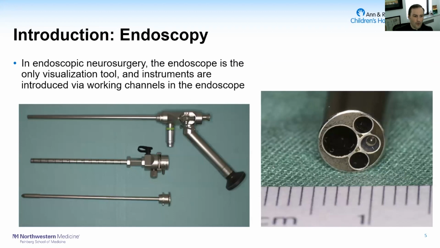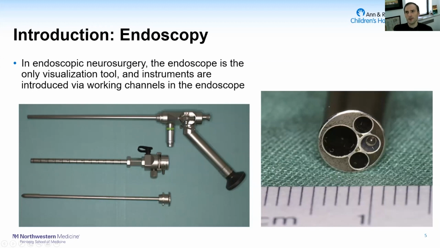So what does an endoscope look like? This is what you can see on the left side of the screen, grossly what most endoscopes look like today. The endoscope in this picture has this bit at the bottom here with the green little indicator. This is where the light source goes.